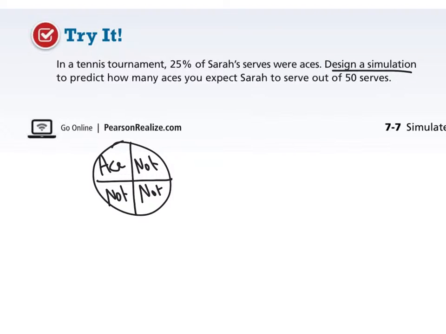But basically 25% is 1/4. So we'd have this spinner, and then 1 out of the 4 sections could be an ace.